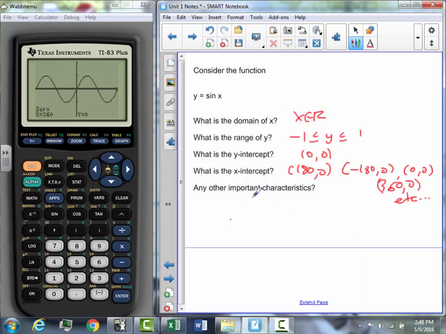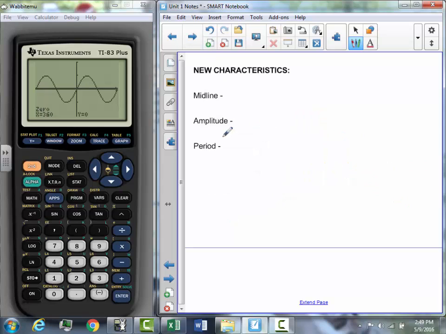Okay. So here's a question then. Are there any other important characteristics? Yeah, so those are the three. There are three other ones we need to talk about then. They're known as midline, amplitude, and period. Why don't I define them for you on this last slide first? You might even intuitively know what these mean.